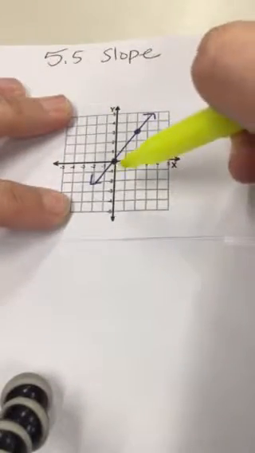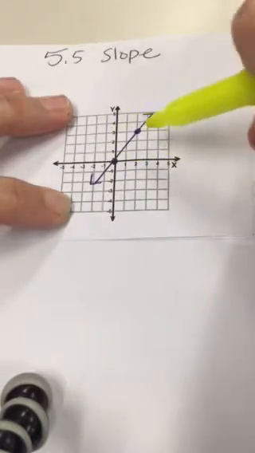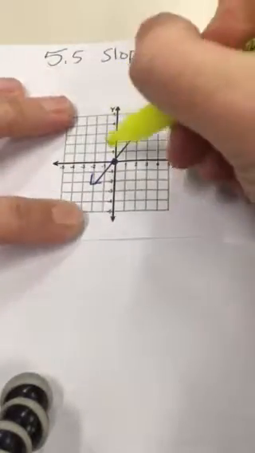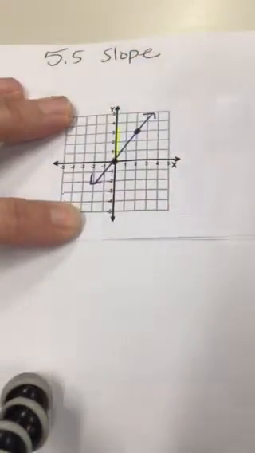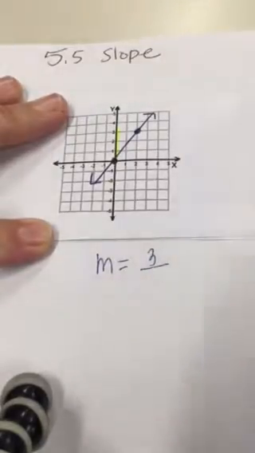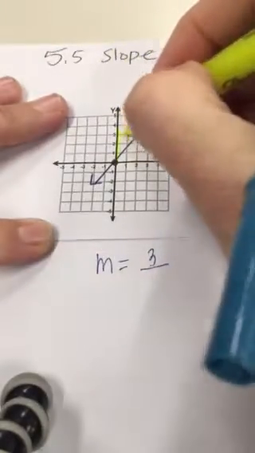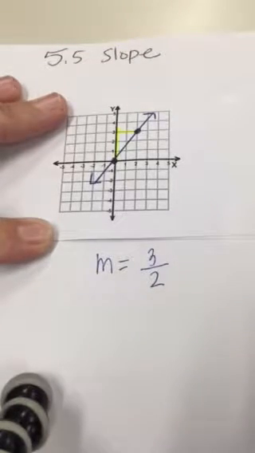So I'm going to go from this point to this point because slope is the change in y's over the changes in x's. So from this point, I'm going to count up 3. So I know that I have a slope of 3 over, and then I know I'm going to run 2. So I have a slope of 3 over 2. Just merely by counting, I can figure this out.